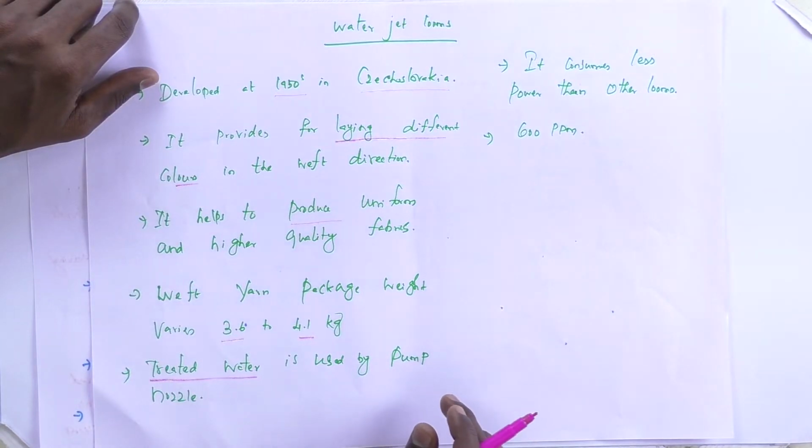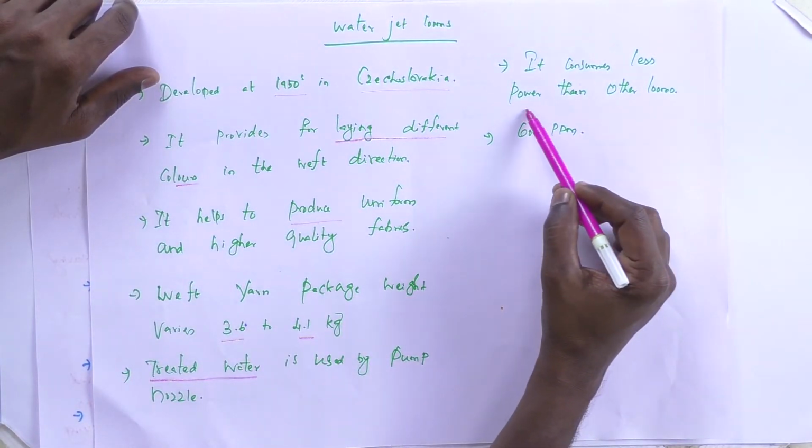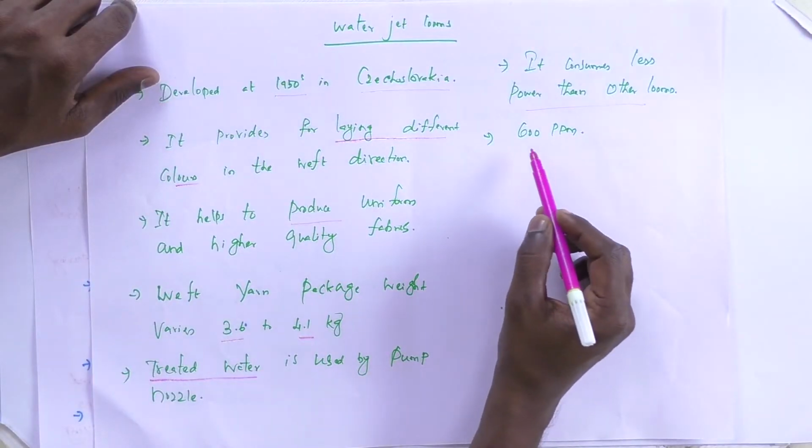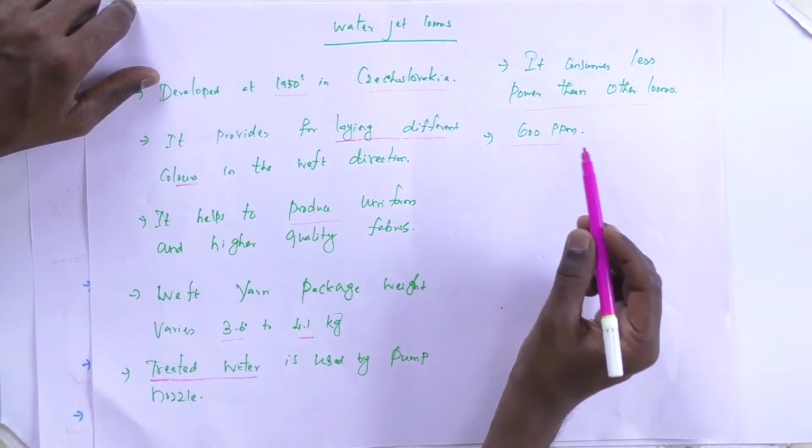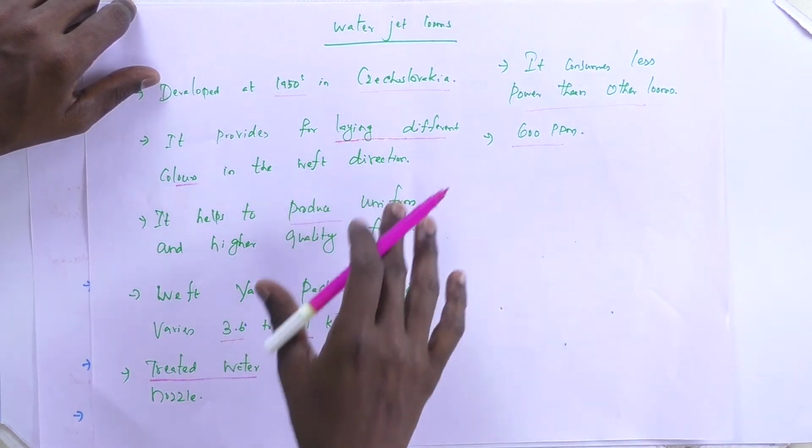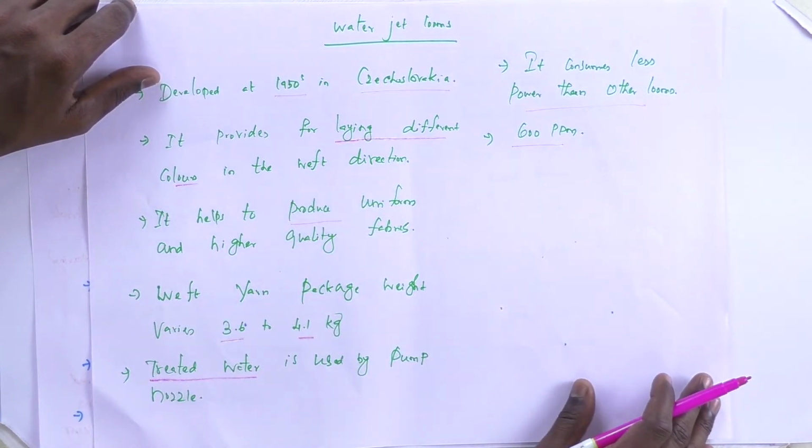So the treated water is required for water jet looms, and it consumes less power than any other looms. The power required to insert the weft is very less when compared to shuttle loom and other looms. Here 600 ppm is possible. These are all the main points related to water jet looms.